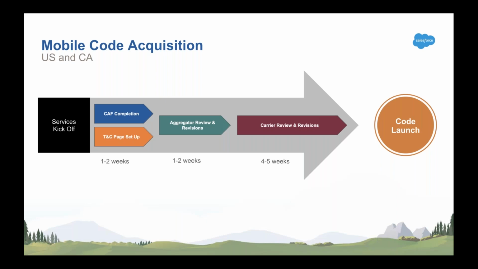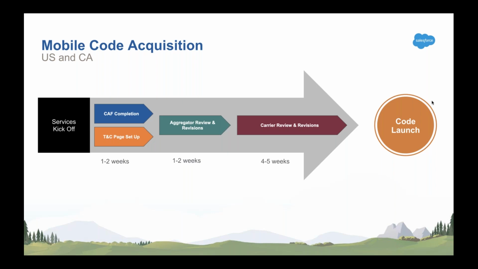So one of the questions that we got was around mobile code acquisition and kind of why it takes so long and some of the challenges there. The reason is that in many markets, the carrier actually requires manual review of each individual use case that's stood up. This is particularly for the US and Canada, but does happen internationally somewhere as well.